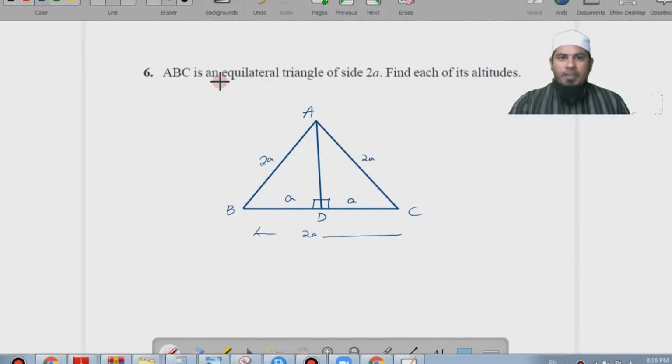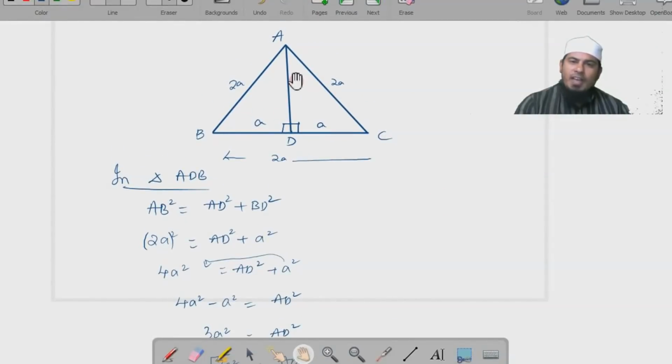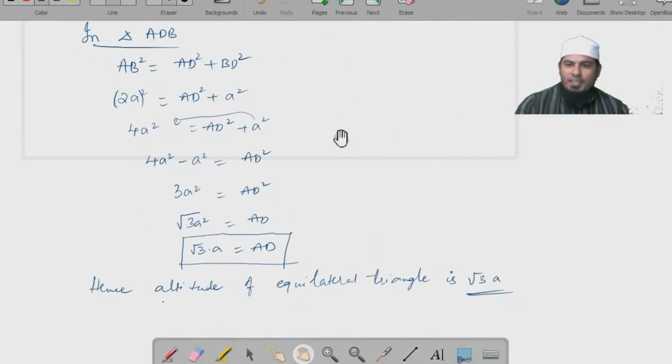According to the statement, ABC is an equilateral triangle of side 2A. So we have drawn an equilateral triangle of side 2A, and this is an altitude. In an equilateral triangle, the altitude is also the median, so it divides BC into equal parts, A and A. If we apply Pythagoras theorem in triangle ADB, we get the altitude in terms of A. So the altitude of an equilateral triangle is equal to root 3 A.